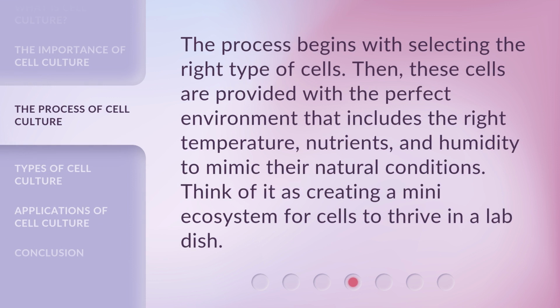The process begins with selecting the right type of cells. Then, these cells are provided with the perfect environment that includes the right temperature, nutrients, and humidity to mimic their natural conditions. Think of it as creating a mini ecosystem for cells to thrive in a lab dish.